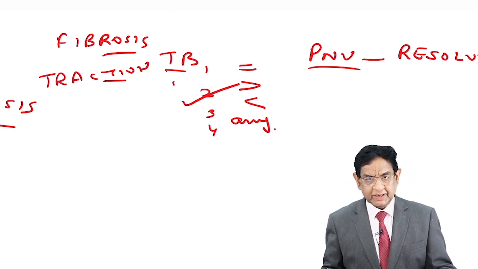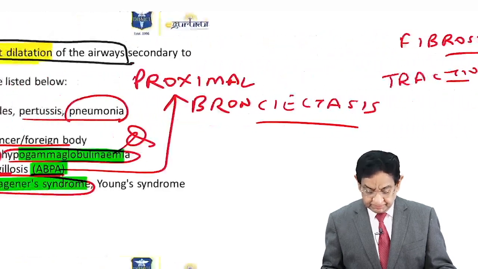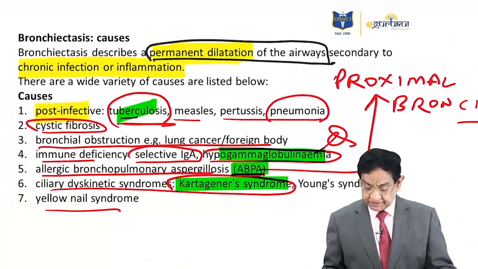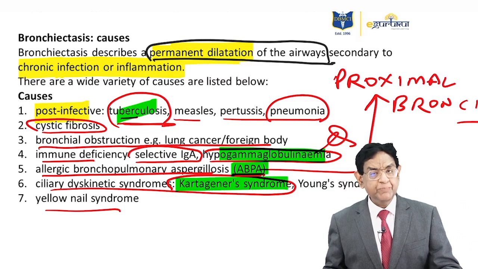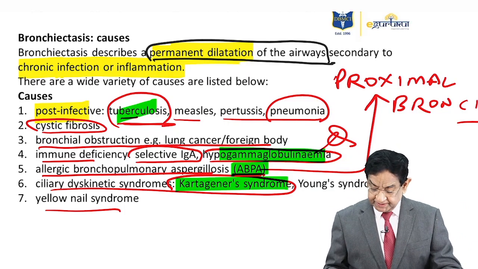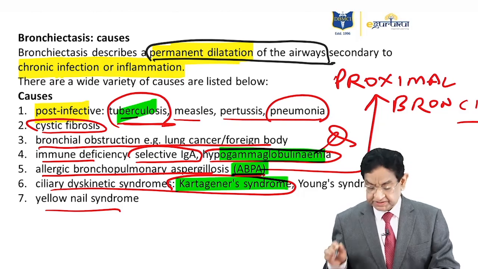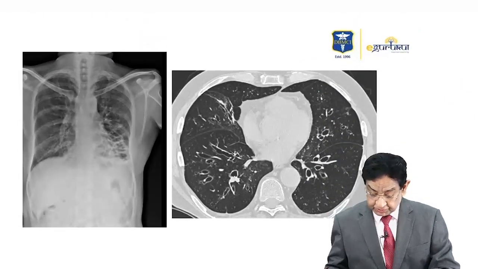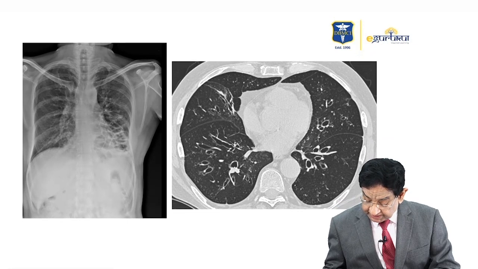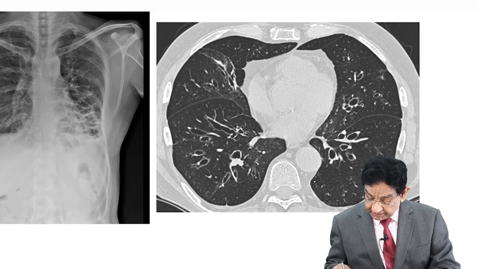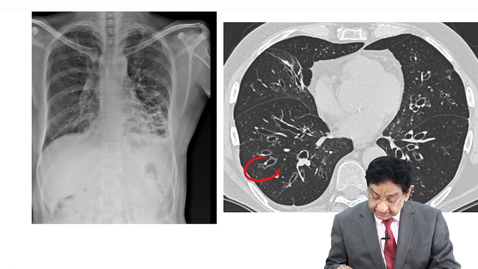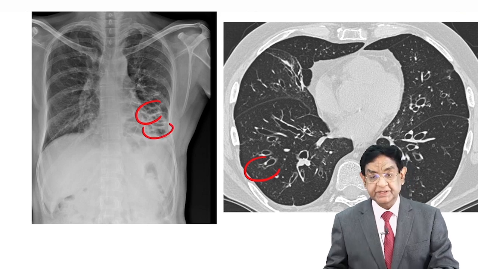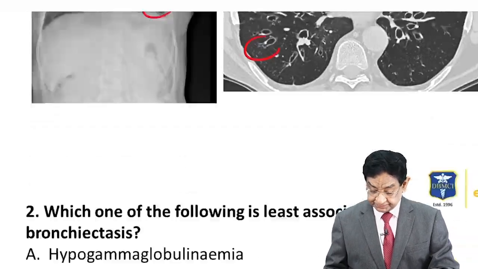So I hope you are clear about it. So we learned the important causes not to forget: TB, hypogammaglobulinemia, ABPA, and Kartagener syndrome. Now you can see classically dilated airways, so-called ring signs. Here also you can see plenty of these shadows, so-called ring signs.